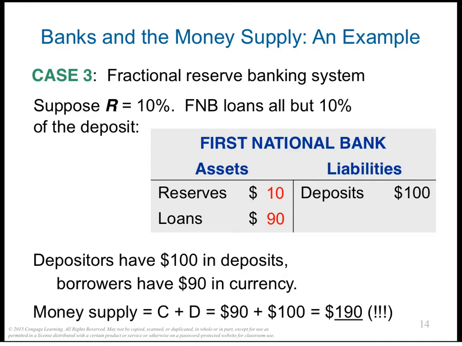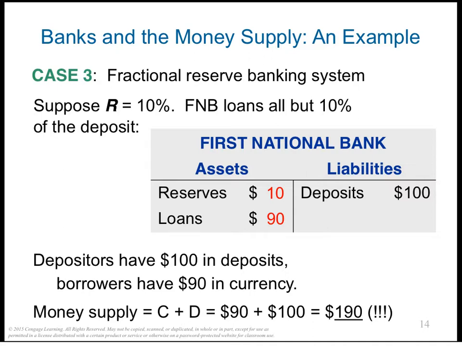But if the flow of new deposits is roughly the same as the flow of withdrawals, First National needs to keep only a fraction of its deposits in reserve. Thus, First National adopts a system called the fractional reserve banking system. The fraction of total deposits that a bank holds as reserve is called the reserve ratio. Here in this example, the reserve ratio is 10%, which is R.